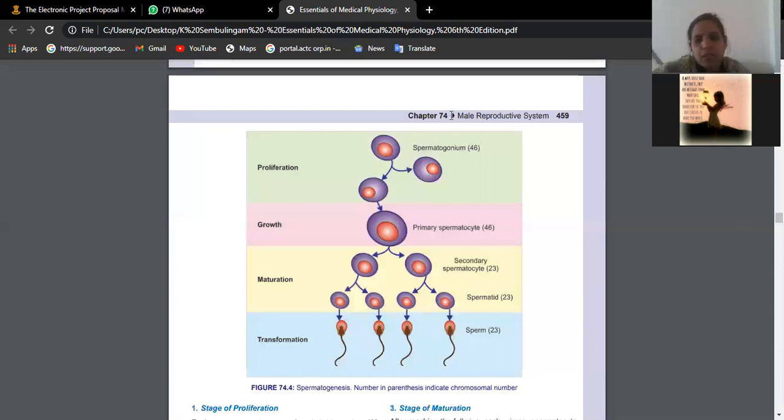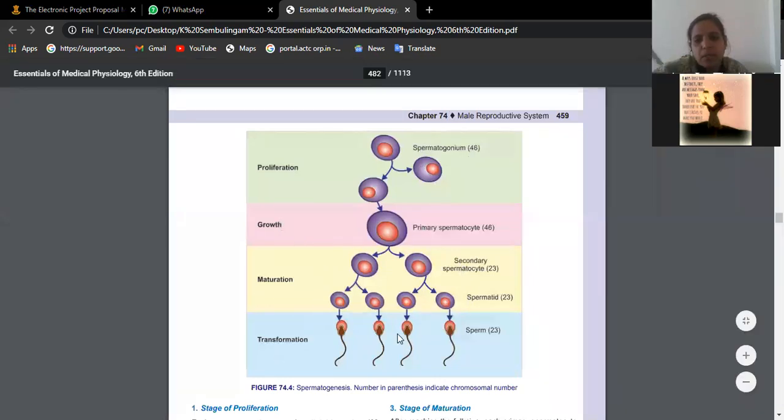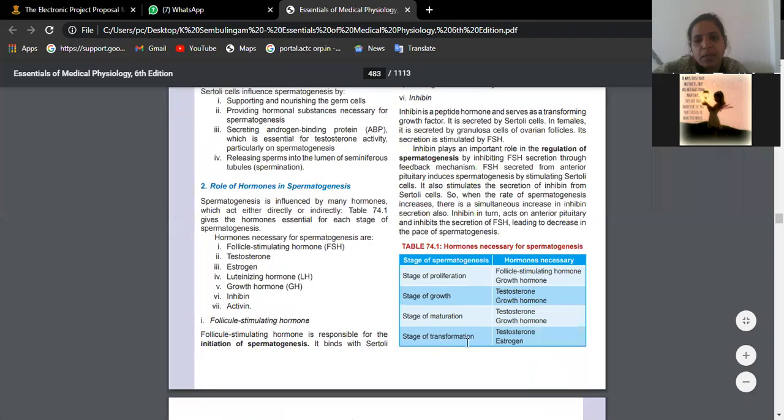So see here, spermatogonia type A are converted to type B, then primary spermatocytes, secondary spermatocytes, spermatids and sperms. These are the stages: proliferation, growth, maturation and transformation, for which we require certain hormones, the factors affecting spermatogenesis. So what are the various hormones? For the stage of proliferation, we require follicle stimulating hormone and growth hormone; for the stage of growth, testosterone and growth hormone; maturation also the same.